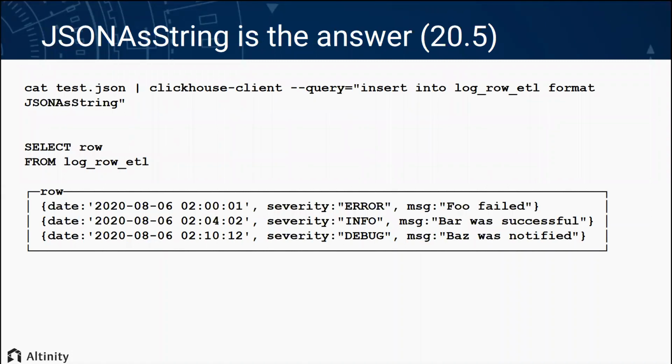We have a new format which is called JSON as string, and this does exactly what we need. It takes the input and considers it as a sequence of JSON messages, comma separated. Voila, we have the data loaded in a table, and every JSON is in a string. And now we can apply all the rich JSON processing functions that ClickHouse has in order to extract the data we need.